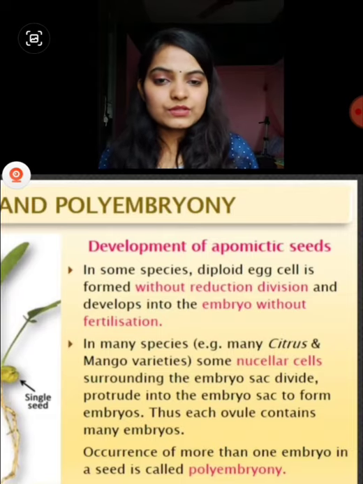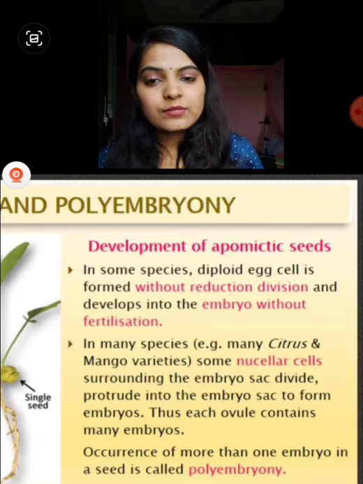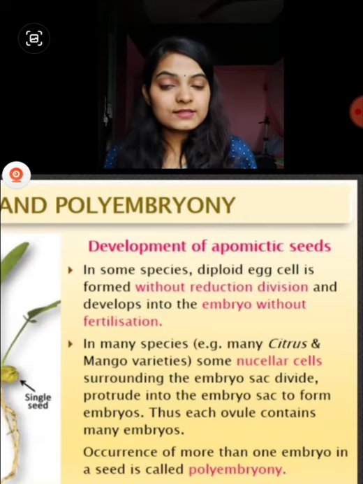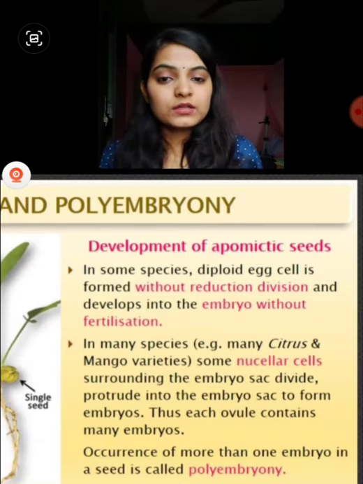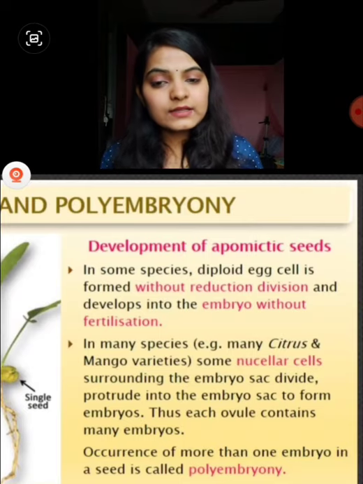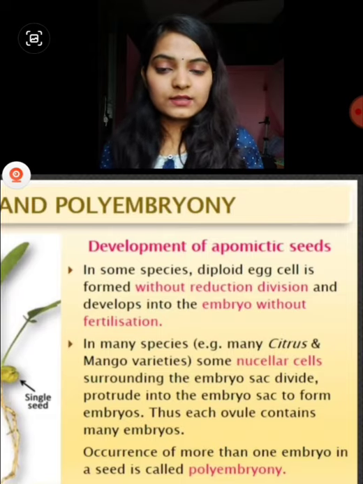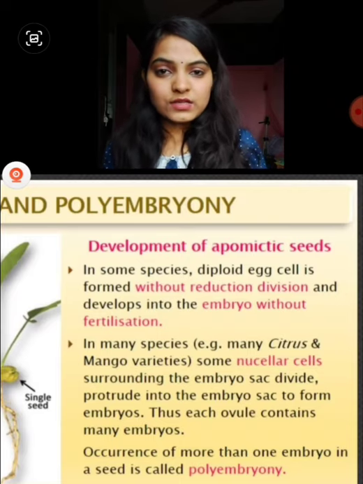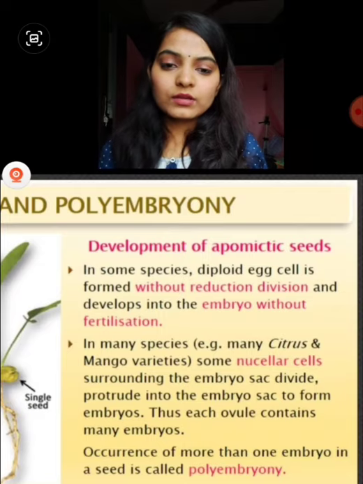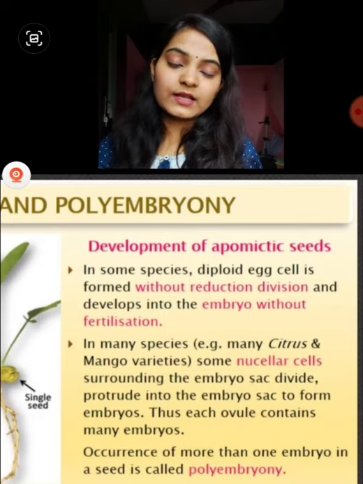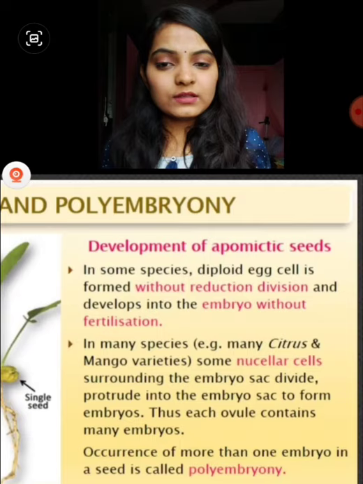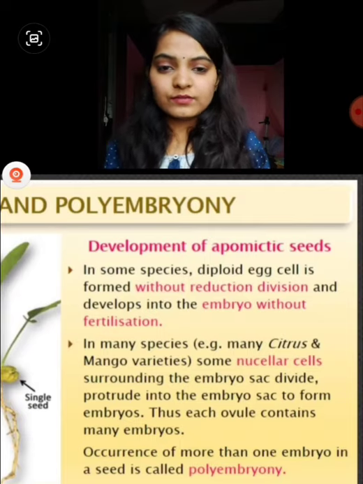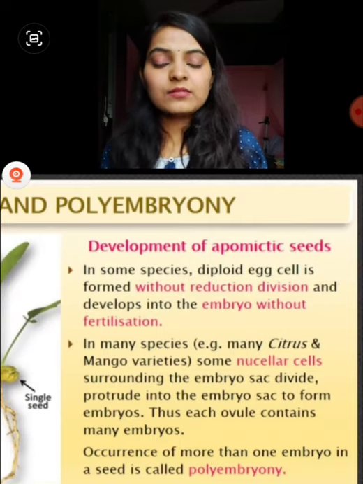In many species, for example many citrus and mango varieties, some nucellar cells, which are supposed to degenerate, surround the embryo sac. They divide and protrude into the embryo sac to form embryos, and thus each ovule contains many embryos in such cases. The occurrence of more than one embryo in the seed is called polyembryony. Examples are citrus and some mango varieties.